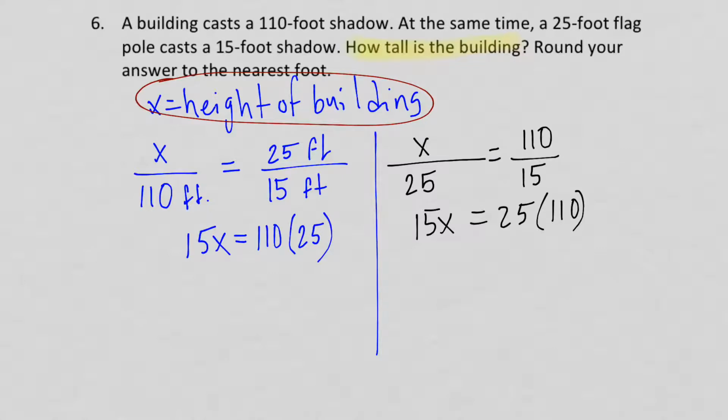So what I'm going to do right now is punch into my calculator 110 times 25, which my calculator says is 2750. So 15x equals 2750. I'm only going to solve it on the left side because they're both going to give me the same answer. And then I'm going to divide by 15 to finish it. Divide by 15. And so x equals 2750 divided by 15. Again, I'm going to punch that into my calculator.